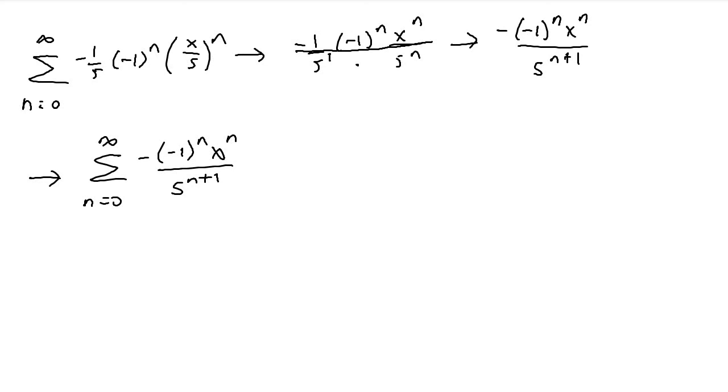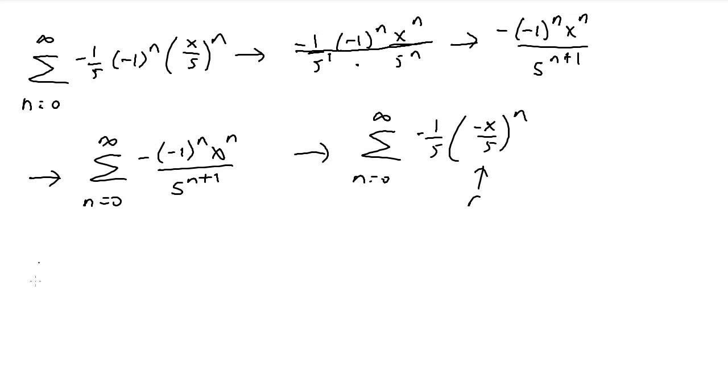Now another way I can simplify is I can take this series I wrote on the top left and combine the negative 1 with the x over 5. And so we'll get the series from n equals 0 to infinity of negative 1 over 5 times negative x over 5 to the n power. And so now that we have it in the geometric series form, and negative x over 5 is r, we can find the interval of convergence.